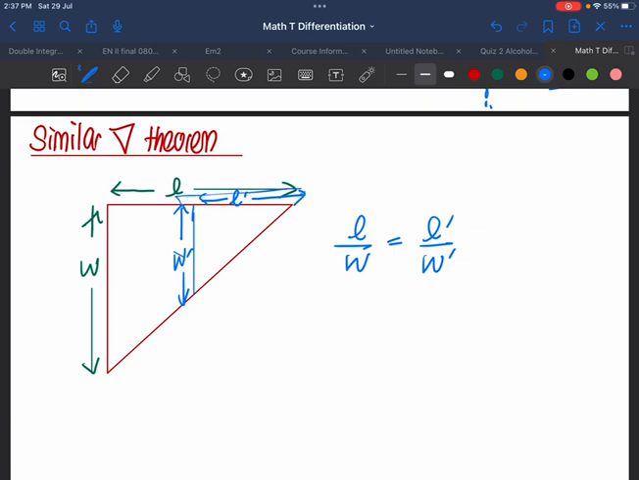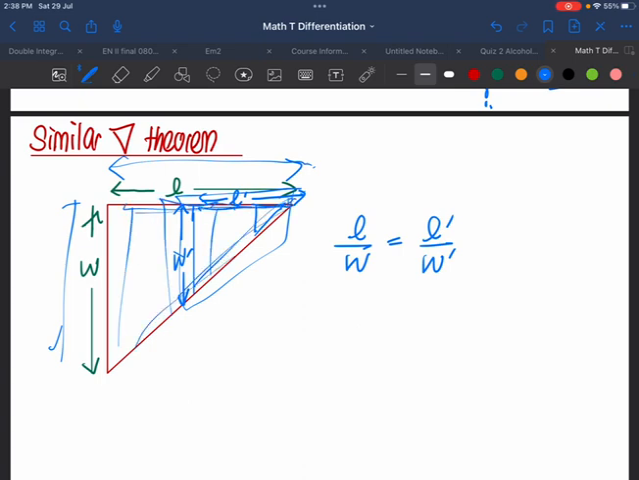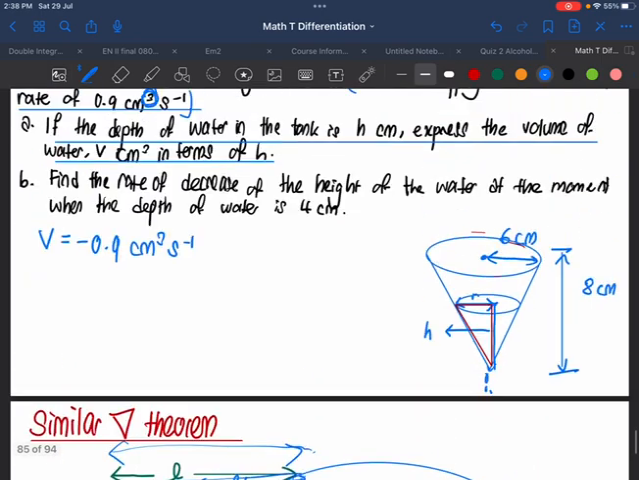Because it's just a transformation. You learned in Form 4 and Form 5 that it's going bigger in a ratio. So it's actually the same triangle, enlarged by a ratio up to the biggest one, so the ratios are the same. You can apply this formula to solve these questions.